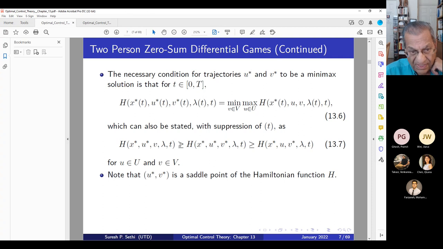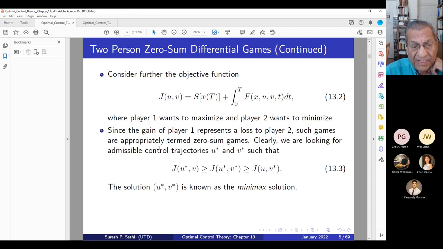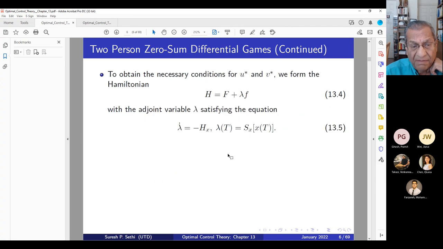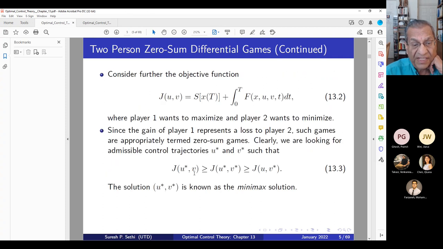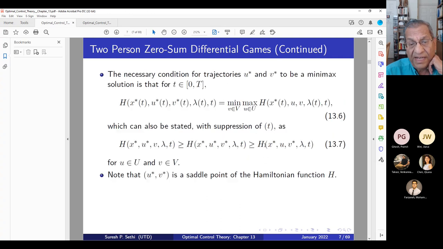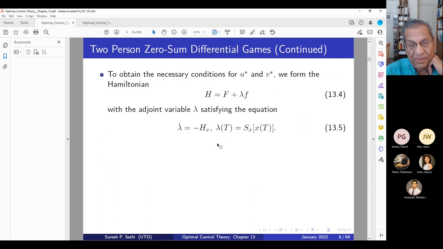In other words, we have this inequality. This inequality is almost the same as the earlier inequality, but it is at the Hamiltonian level. You see there's a V here, lambda is the same for both of them, T is the same for both of them, but here's V as V star. As you can see, here's a V and here's V star, and here's a U and here's a U star.